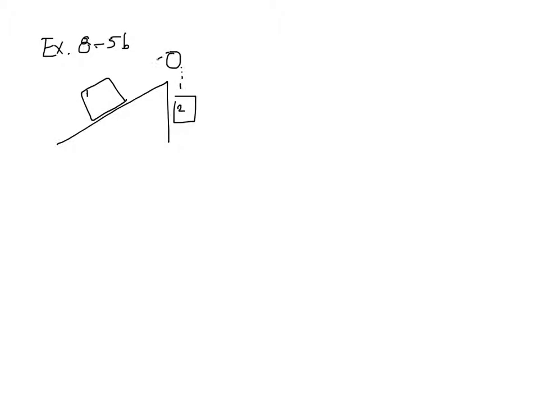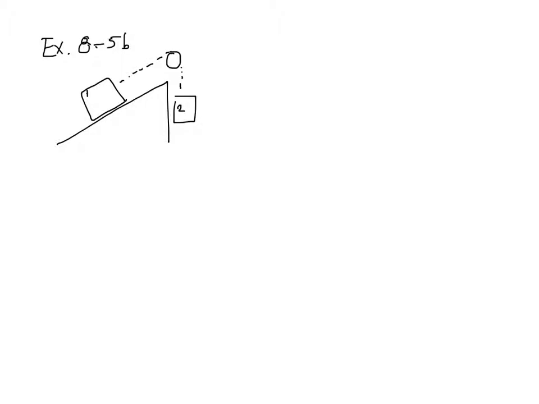Okay, so this is example 8.5, part B. We have a ramp like that and a pulley at the top. And we've got a hanging mass here. I'm going to call this mass 2. And we've got a sliding mass right here. I'm going to call that mass 1. They're connected by a string that goes up over the pulley and down like that.